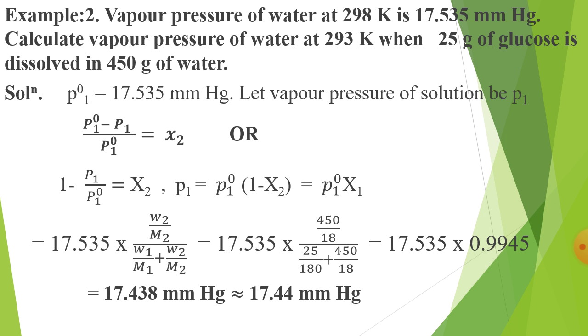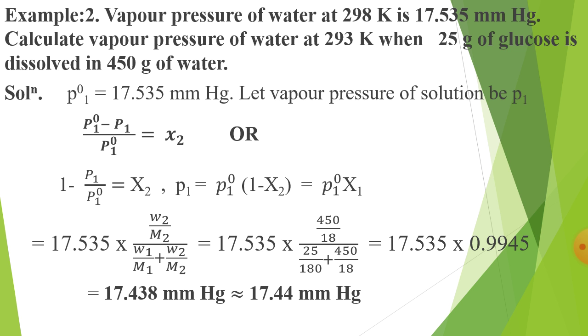Second example: the vapor pressure of water at 298 Kelvin is 17.535 mmHg. Calculate the vapor pressure of water at 293 Kelvin when 25 gram of glucose is dissolved in 450 gram of water. Here the mass of glucose is given, the molar mass of glucose is 180, and the mass of the solvent, water, is given as 450 gram, and the molar mass of water is 18 gram per mole.